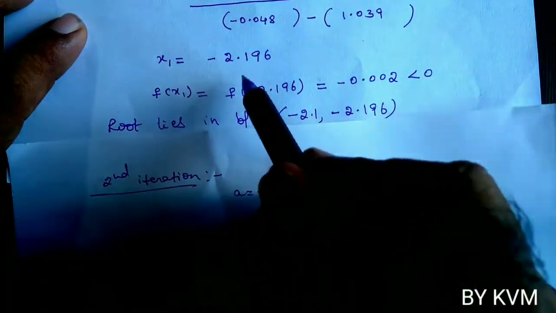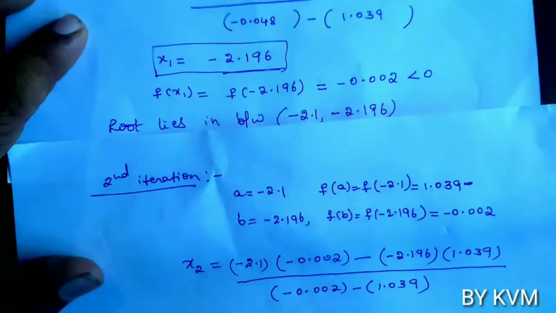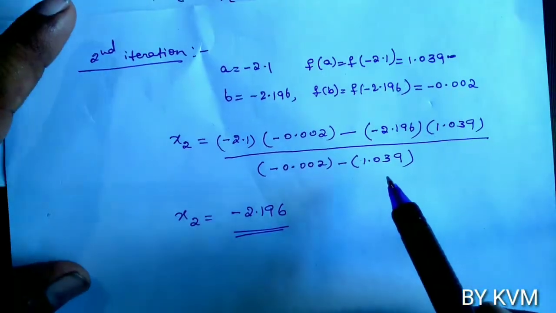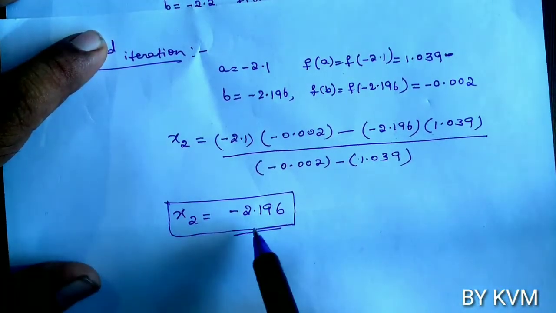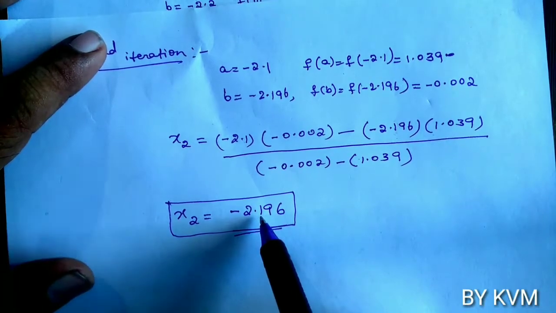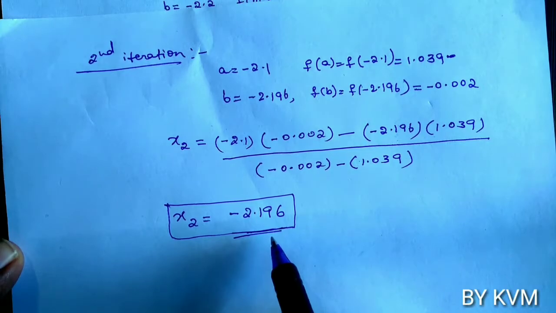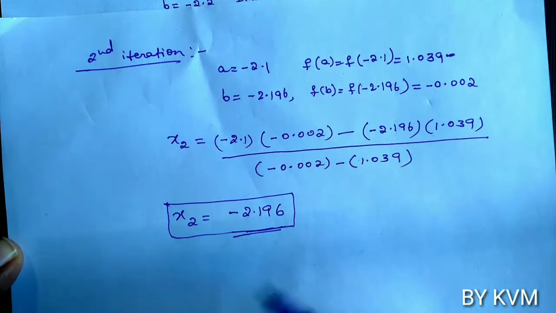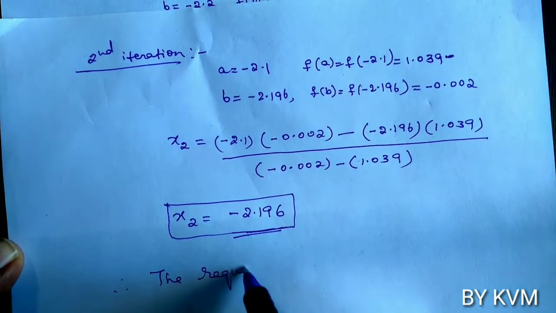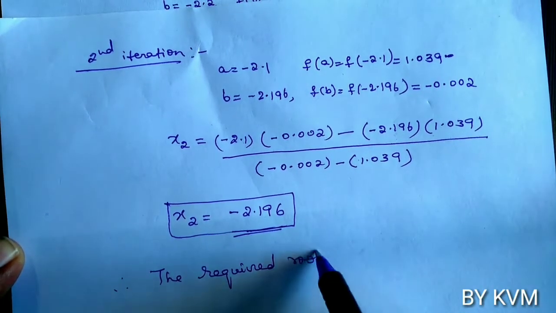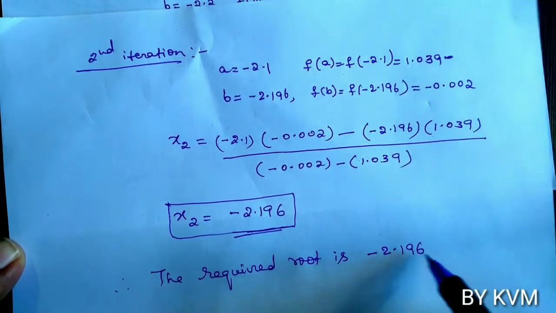Now compare x1 and x2. x1 is minus 2.196, and in the second iteration x2 is also minus 2.196. If you compare these two values, all three decimal places after the decimal point are the same, so it is enough. No need to go further. Therefore, the required root is minus 2.196.